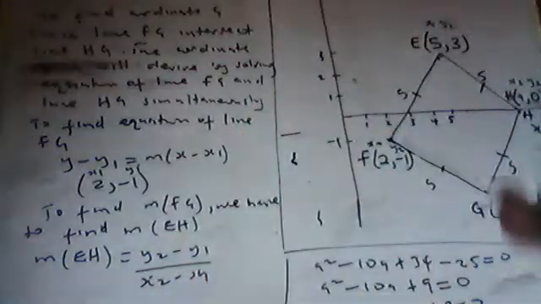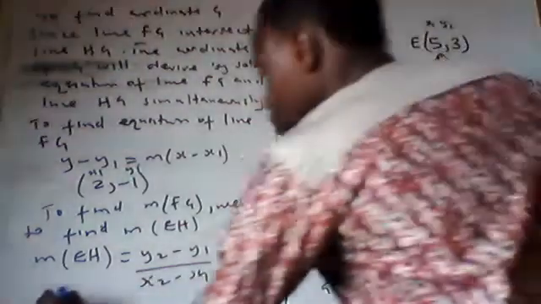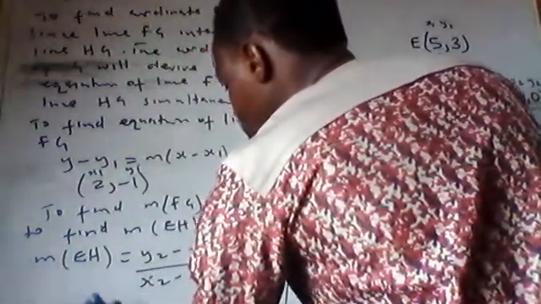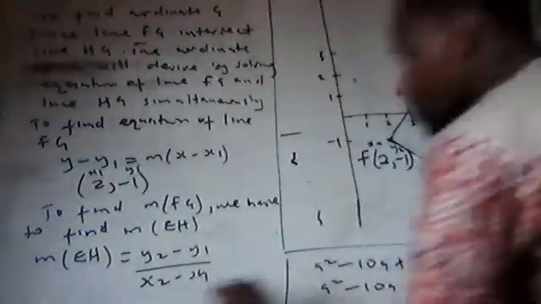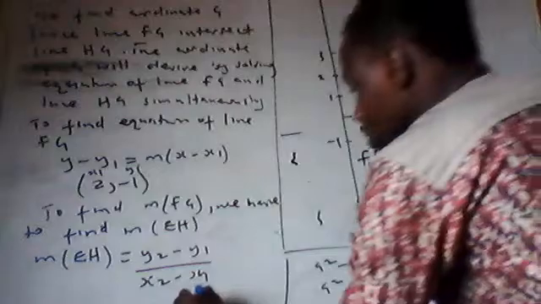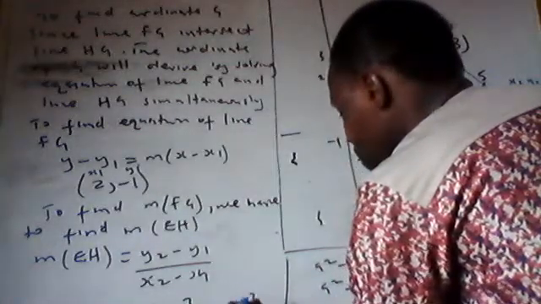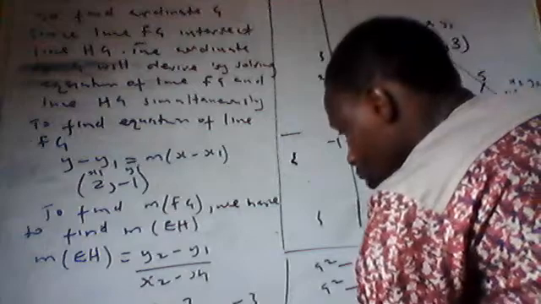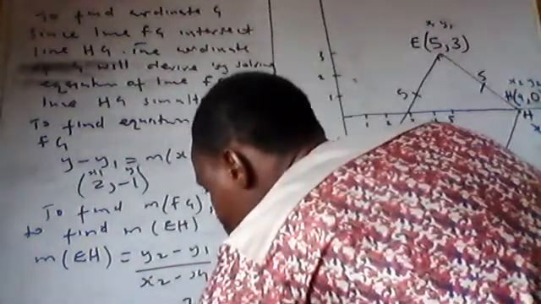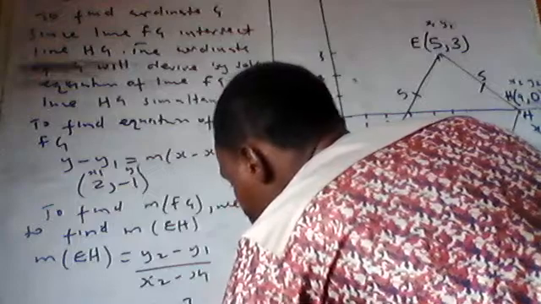Gradient of EH, use the formula y2 minus y1 all over x2 minus x1. Can you see now? So the gradient of EH will be equal to: y2 is 0, minus y1, which is 3, all over x2, which is 9, minus x1, which is 5. That gives us minus 3 all over 4. So the gradient of EH equals minus 3 all over 4.